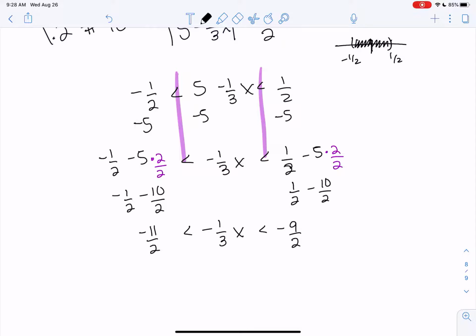Cool. So this one's pretty ugly. That's fine. We're going to get ugly numbers, especially as you get into calculus, the numbers get uglier and uglier.